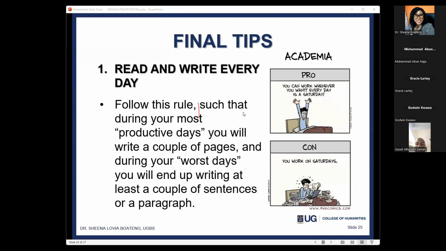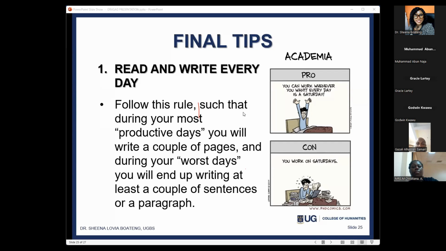The first one is to read and write every day. So every day, try as much as possible to read at least one article. For the purposes of a long essay, I always say before you can establish a good enough problem statement, you should have read up to 20 articles, up to 50 if you can. For MPhil and PhD, I always say 100 papers and above. That way, you know that you have a fair idea of the issues that have been addressed in the area that you are studying, and you can easily identify the gaps and the trends.